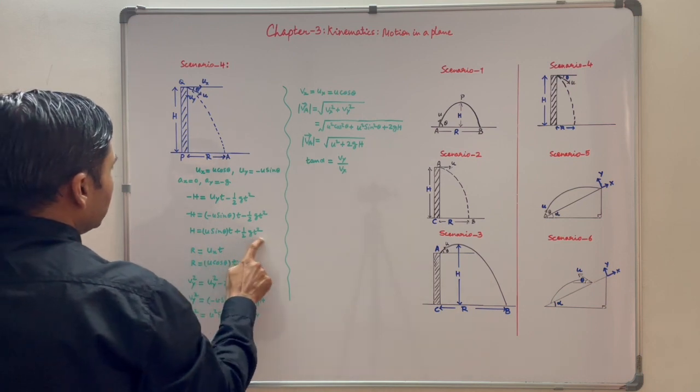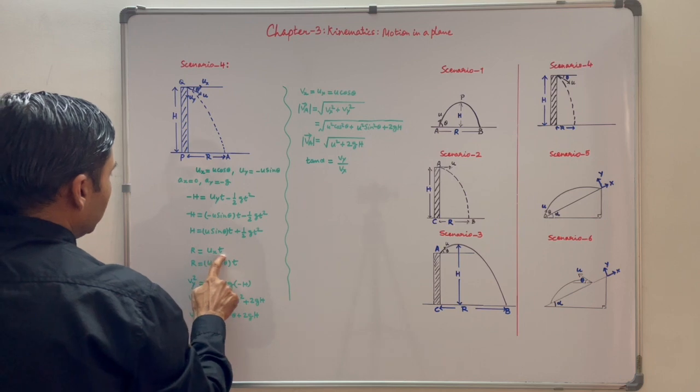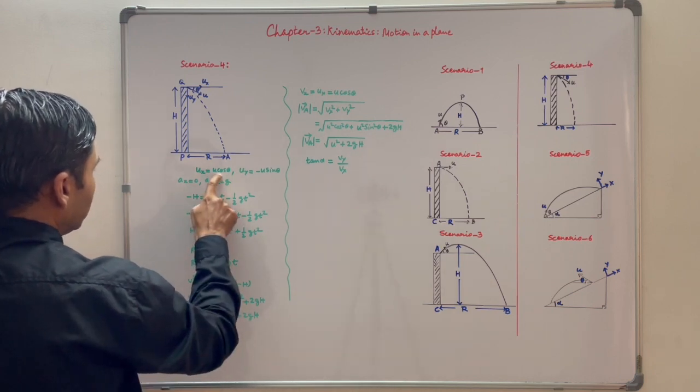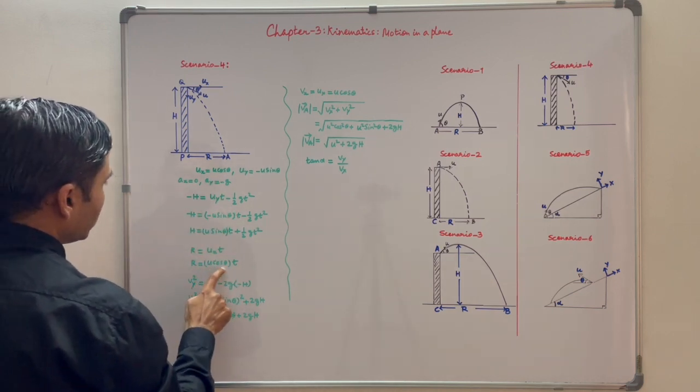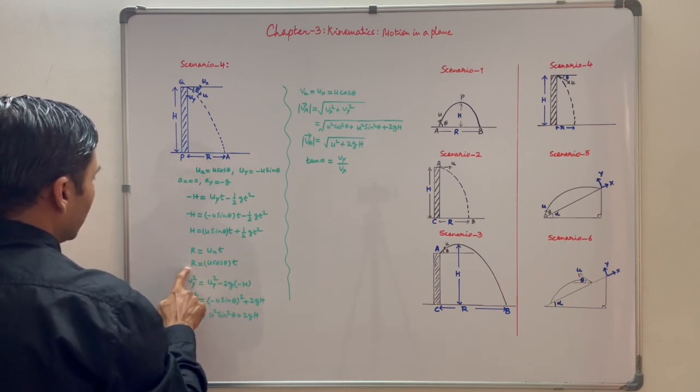This equation gives the time of flight t. Range R is equal to ux into t. ux is equal to u cos theta. So R is equal to u cos theta into t. Knowing t, we can calculate range R.